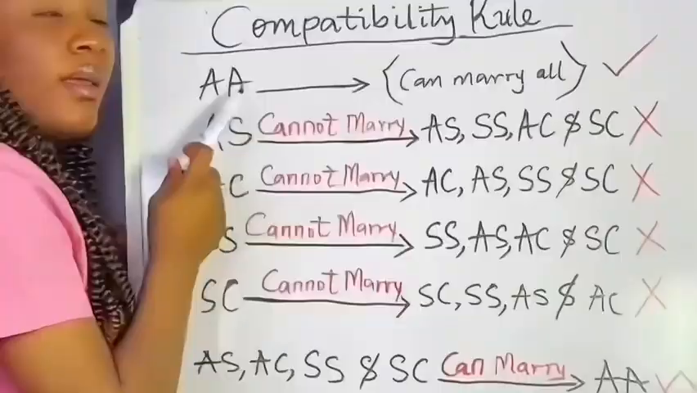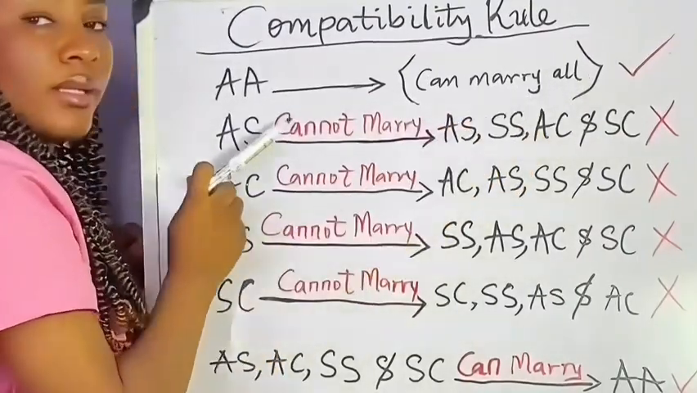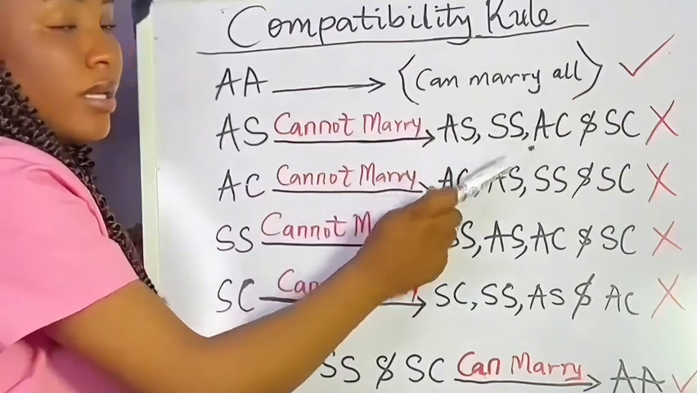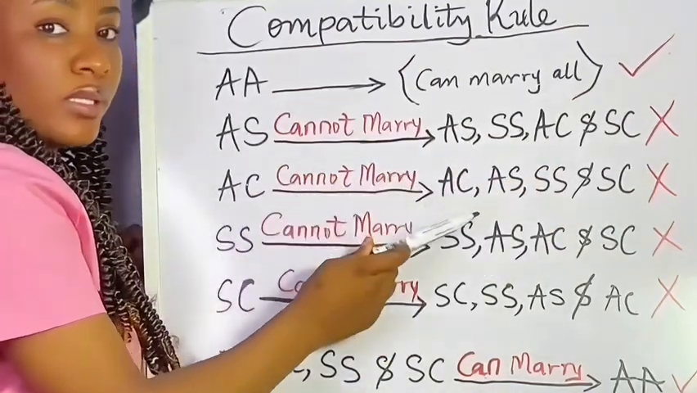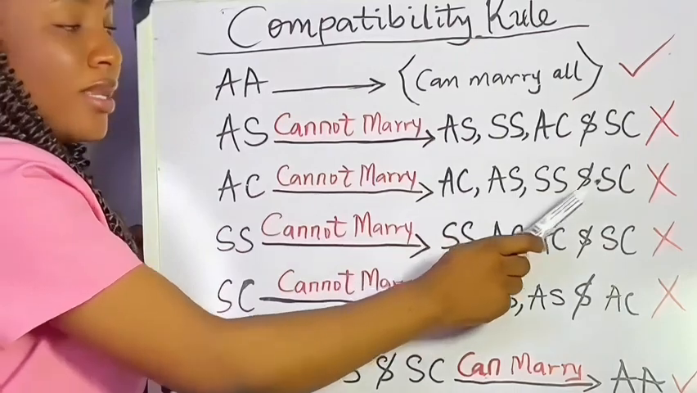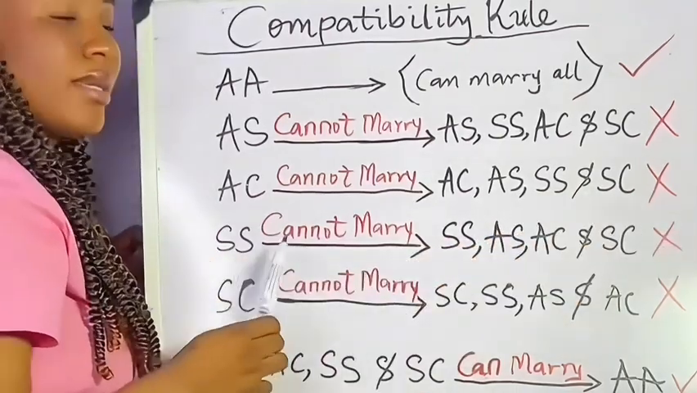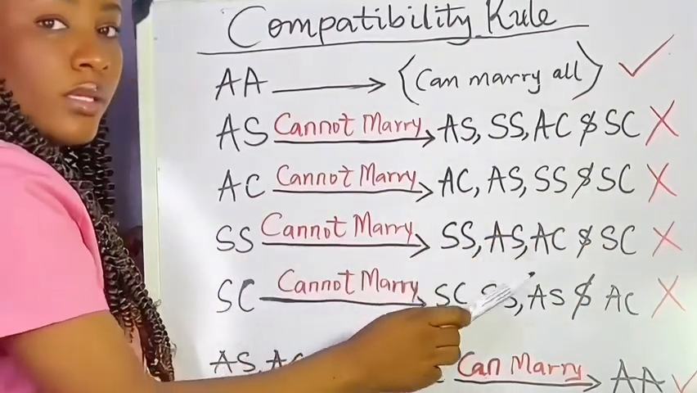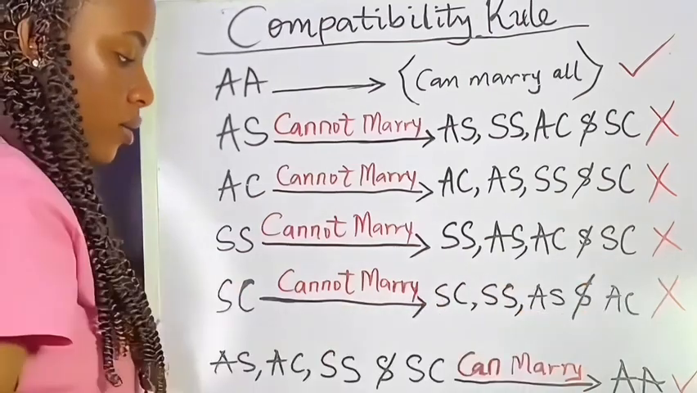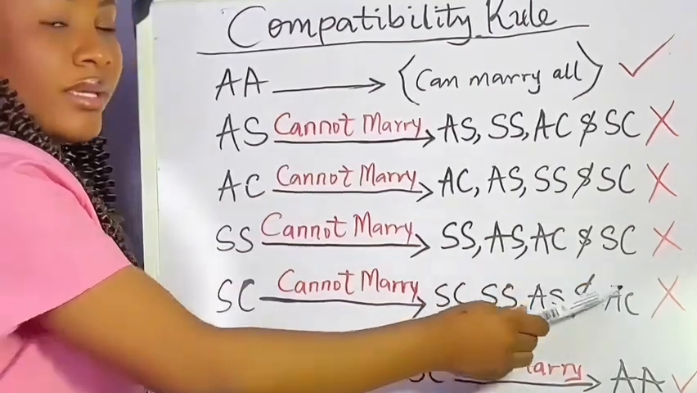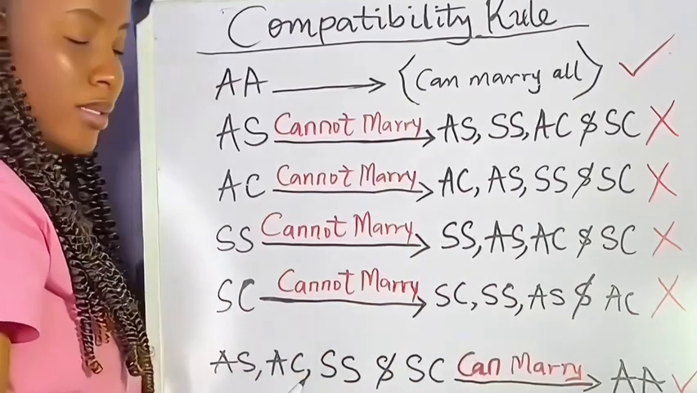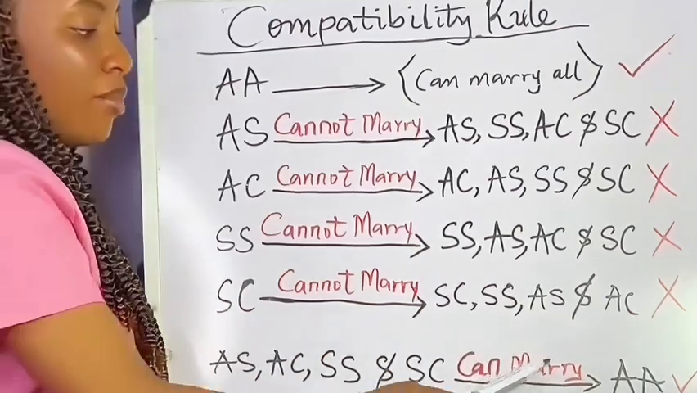Now, let's talk about compatibility rule. Let's find out who can marry who and who cannot marry who. AA can marry all. AS cannot marry AS, SS, AC, and SC. AC cannot marry AC, AS, SS, and SC. SS cannot marry SS, AS, AC, and SC. SC cannot marry SC, SS, AS, and AC. AS, AC, SS, and SC can marry AA.